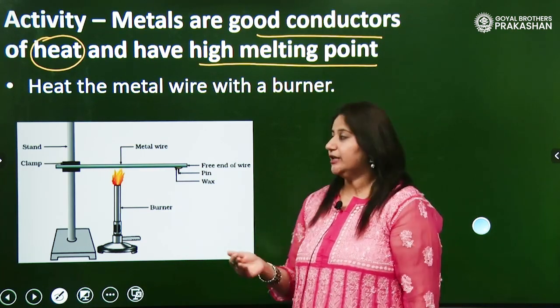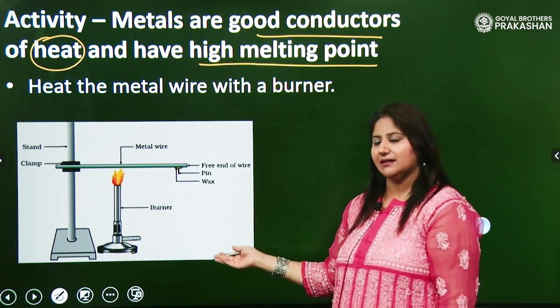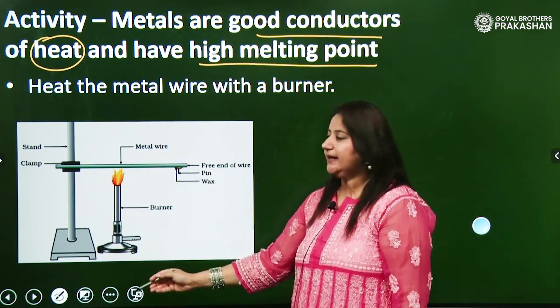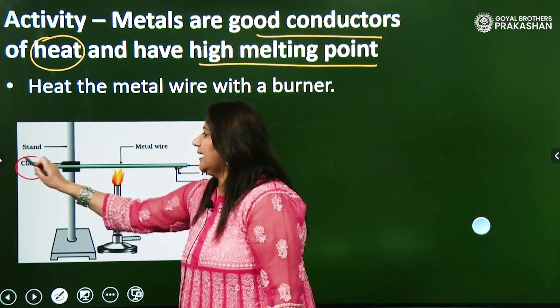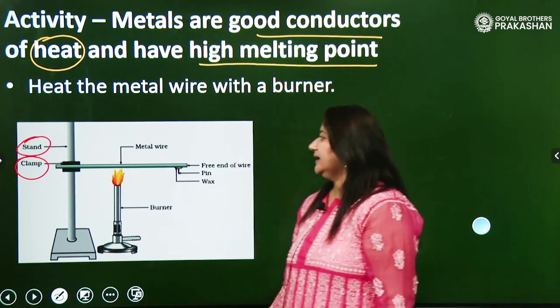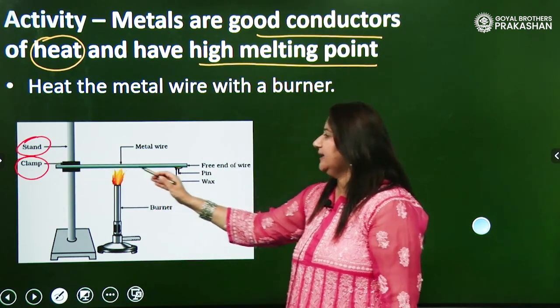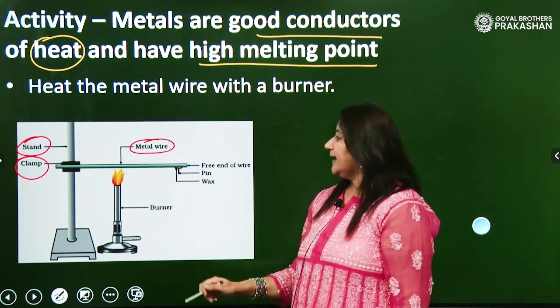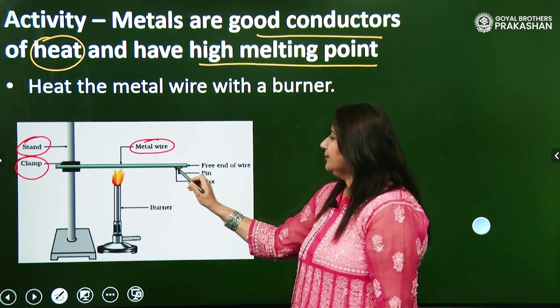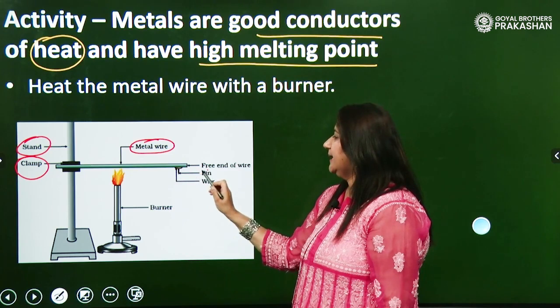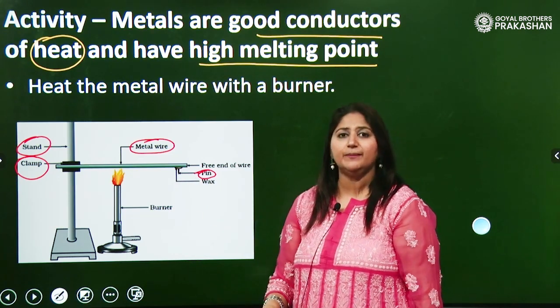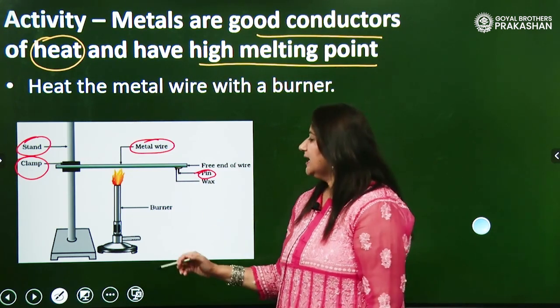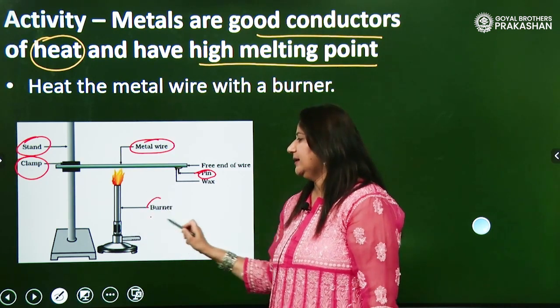For that, you need an experimental setup where we have taken a clamp stand. See, this is the clamp stand, and then we have connected a metal wire here. This is a metal wire, or you can take a metal rod, and then you have to put wax here and place a pin. Now what is the purpose of placing a pin? I will explain that, and then start heating using a burner.